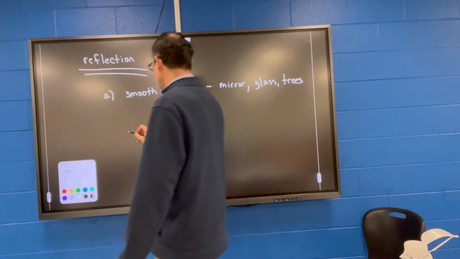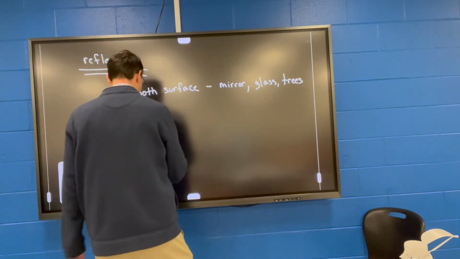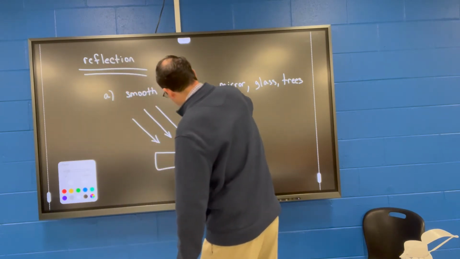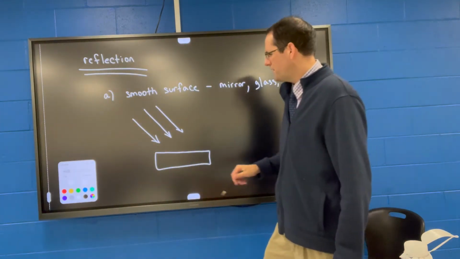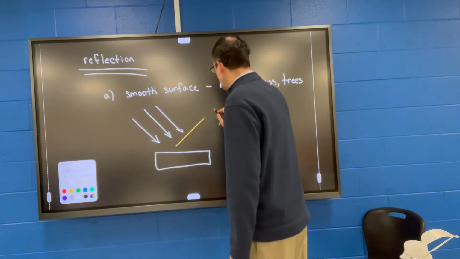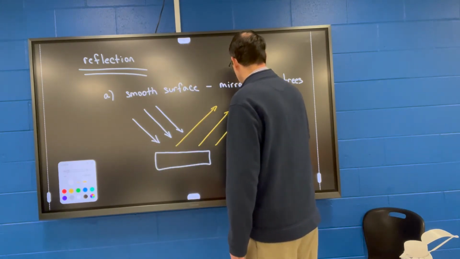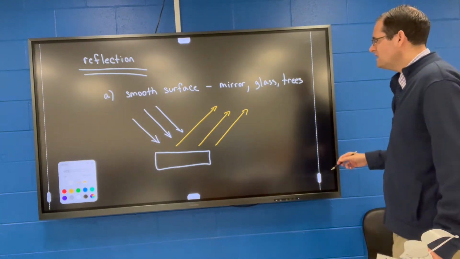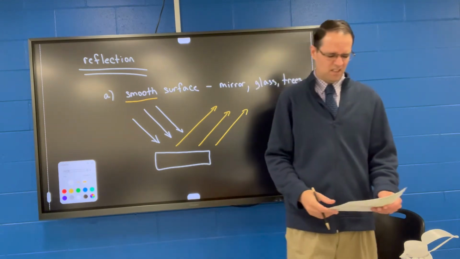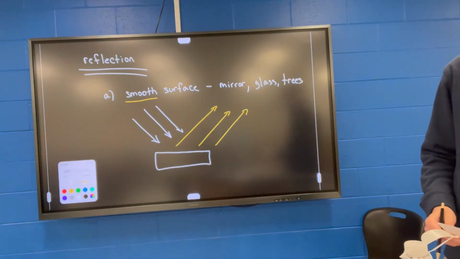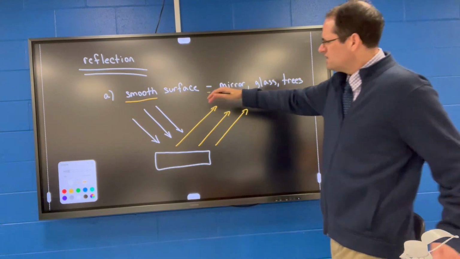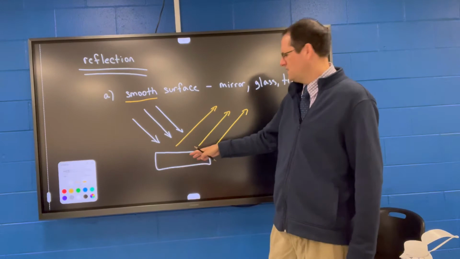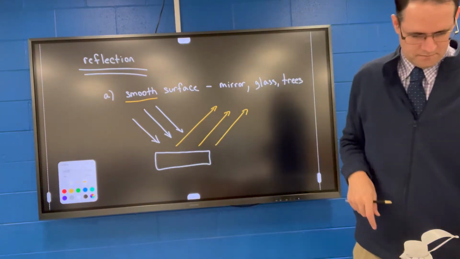When this happens, let me just drop down here. You have light that comes in, okay? And because the surface is very smooth, the light goes out without any distortion, okay? So that's on a smooth surface, okay? Light rays come in parallel, and then after they're reflected, they go out parallel, okay?